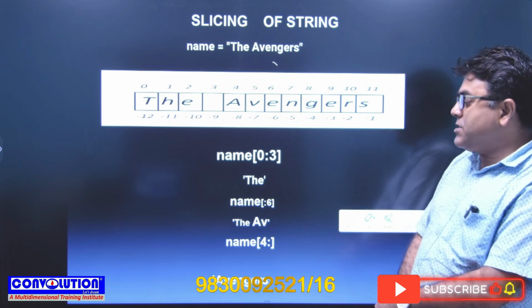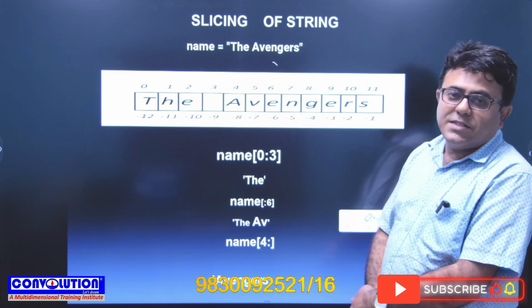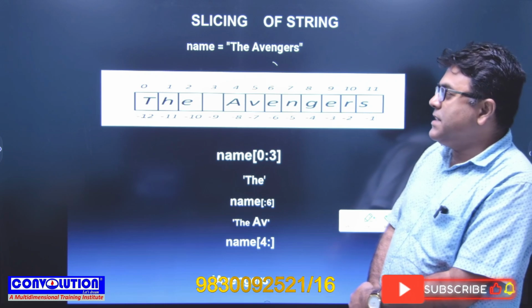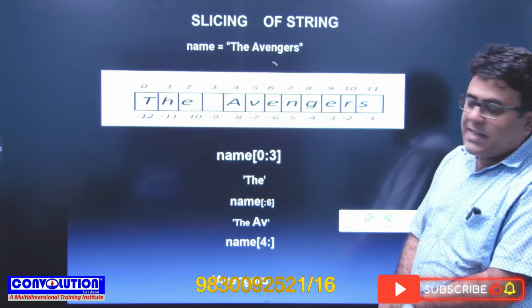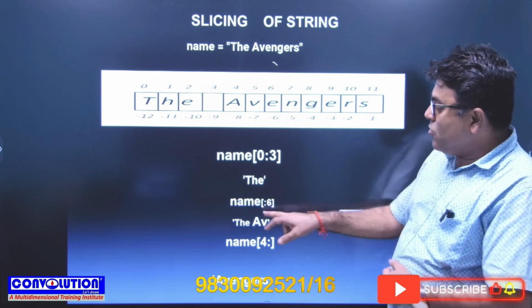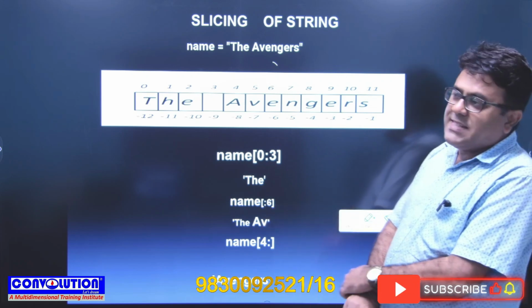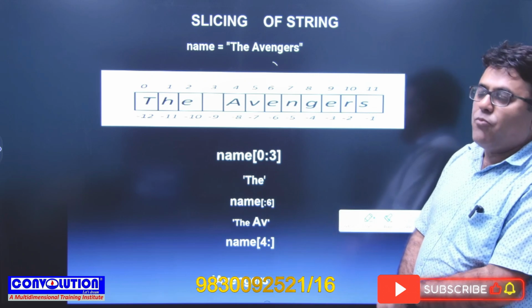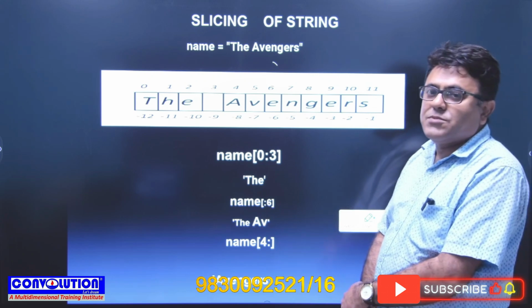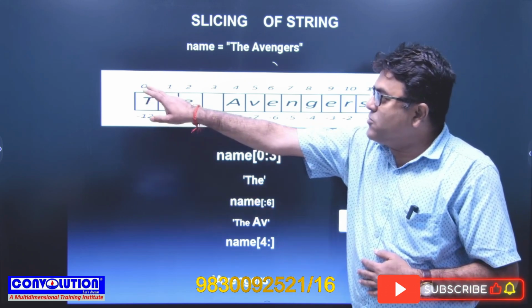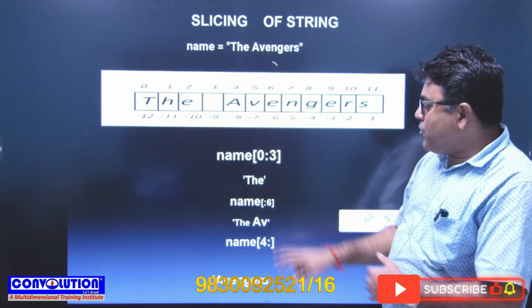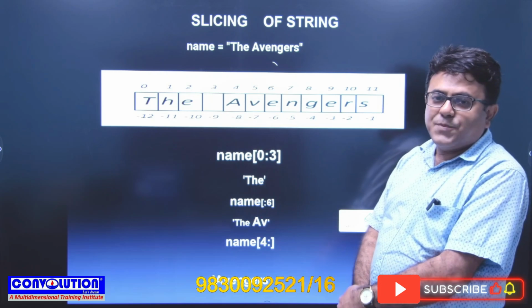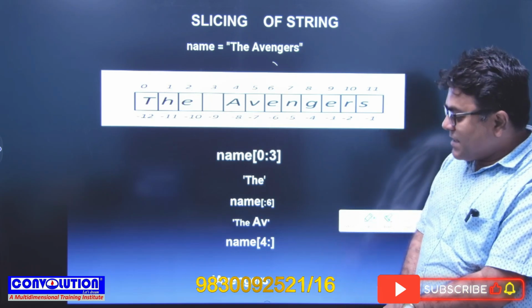In the 0th location, my first character is T, then H, then E, then there is a space in the fourth block, then A, then V. So colon 6 means I am going to read 6 characters, starting from 0. If I count 1, 2, 3, 4, 5, 6, my output becomes THE space AV.